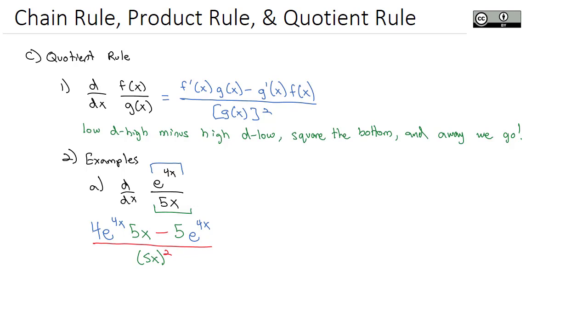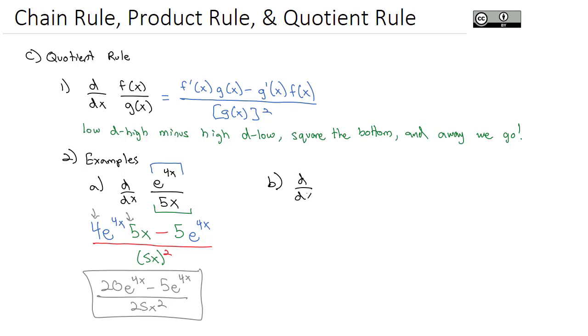Clean up a little bit. I'm going to go ahead and multiply the 4 and the 5 together to get 20 e to the 4x minus 5 e to the 4x over, we'll go ahead and square the 5x to get 25x squared. We might even be able to simplify more by factoring a 5 out of the numerator and reducing. But I'm going to go ahead and stop this example right there so that we can look at one last example. We're going to take the derivative of 3x minus 7 over 4x plus 2.